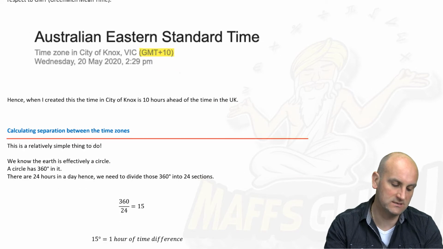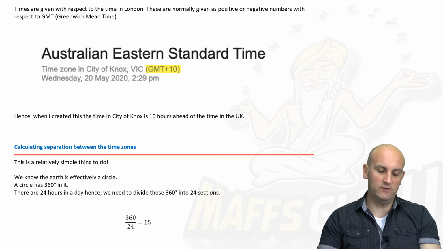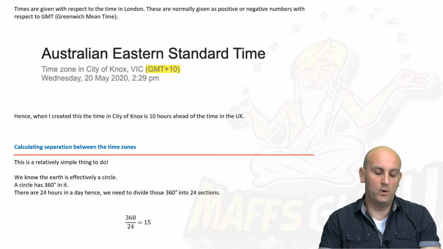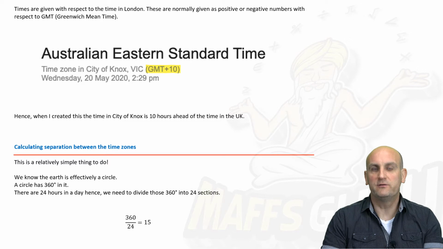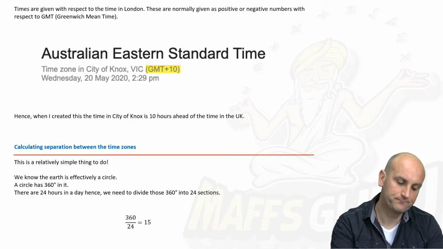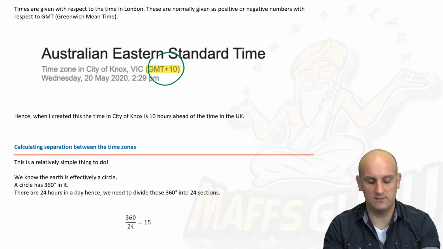So zooming out just a little bit. When I was planning this lesson, the time zone in the city of Knox, I don't know why it chose the city of Knox, I'm nowhere near the city of Knox, but anyway, Victoria, was GMT plus 10. So basically, we are 10 hours ahead of Greenwich Mean Time. So this here is effectively a time zone. It's just telling me we're 10 hours ahead.